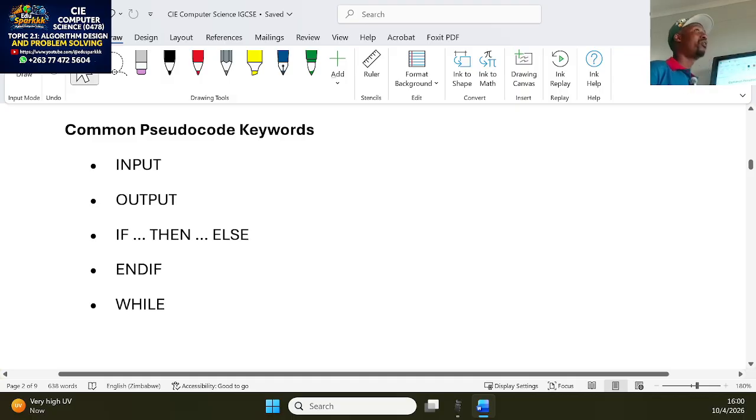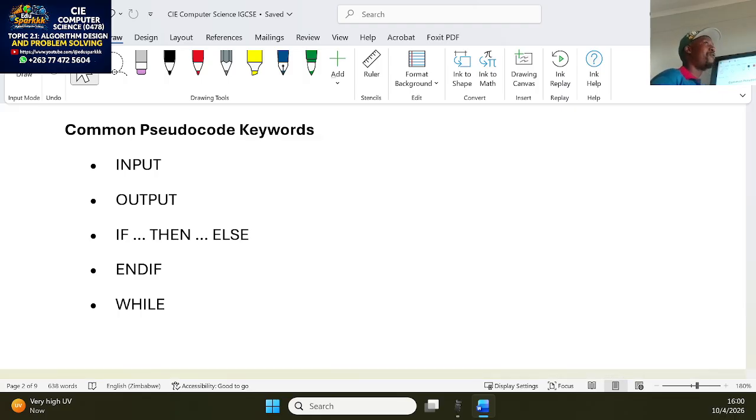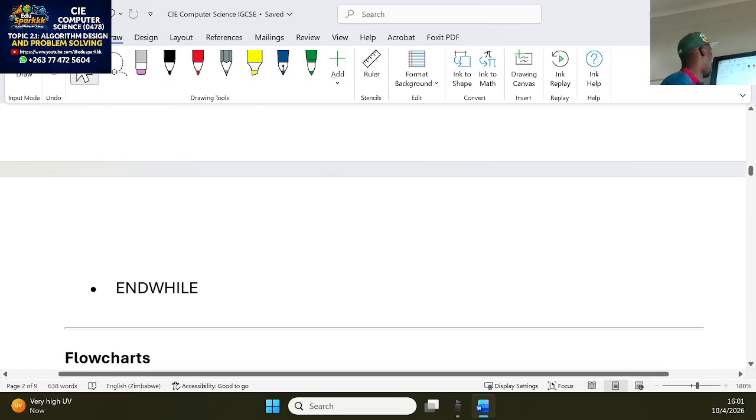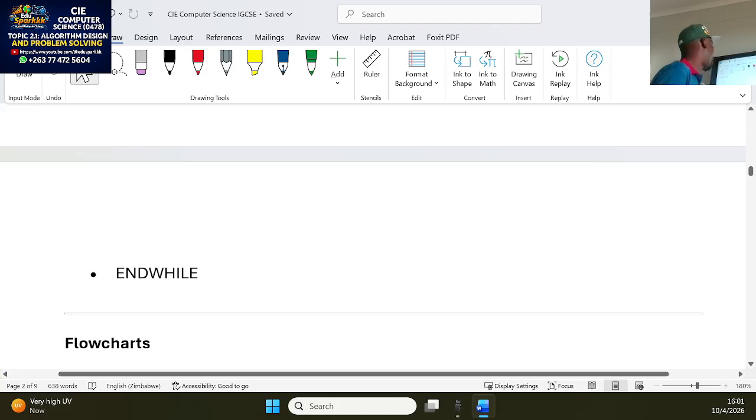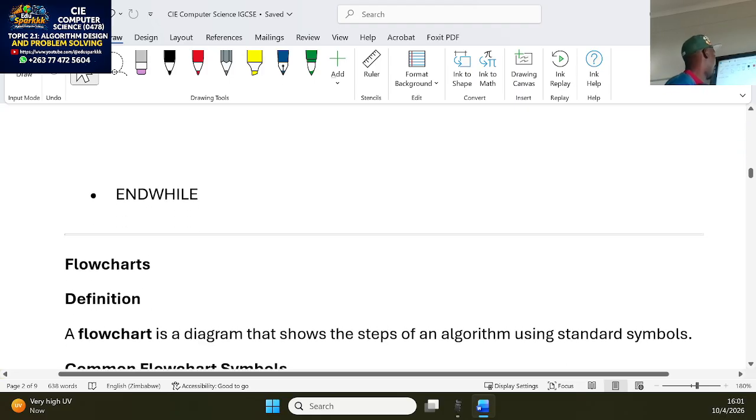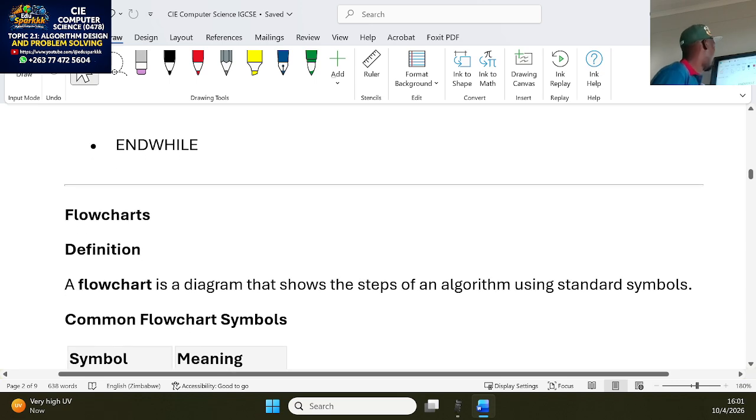Then common pseudocode keywords, things that you would find, are terms like INPUT, OUTPUT, IF, THEN, ELSE, END IF, WHILE. All these will be found in capital letters to say they are predefined or reserved words. So we also have terms like AND, WHILE.